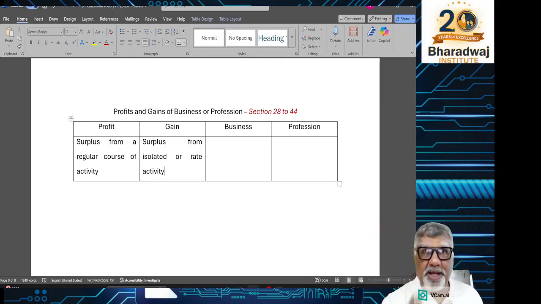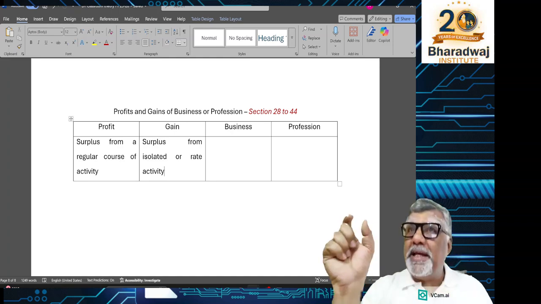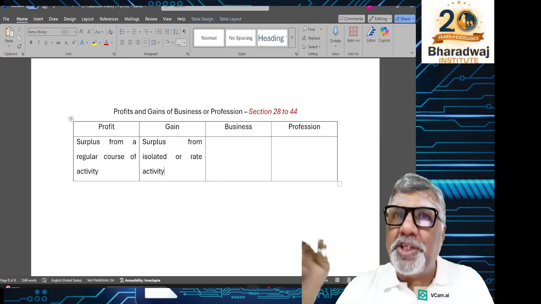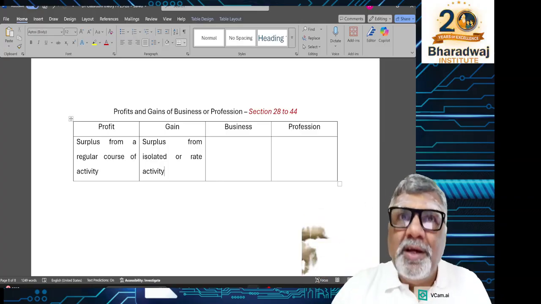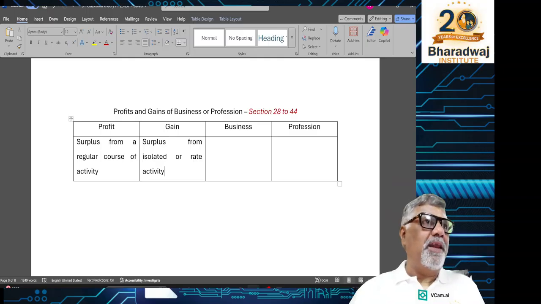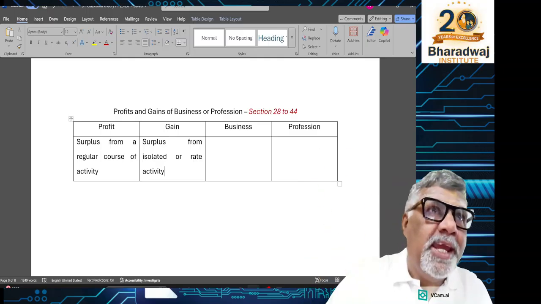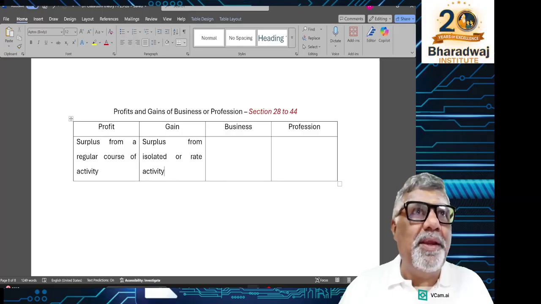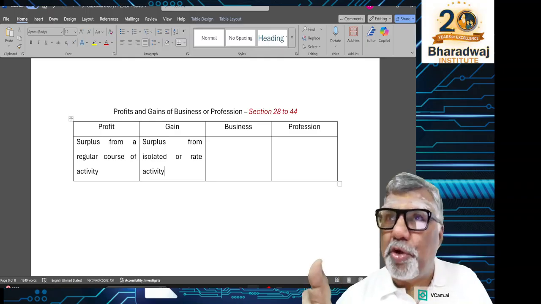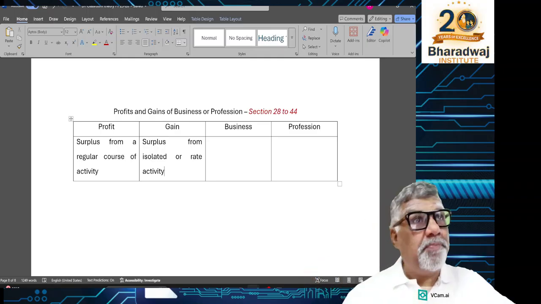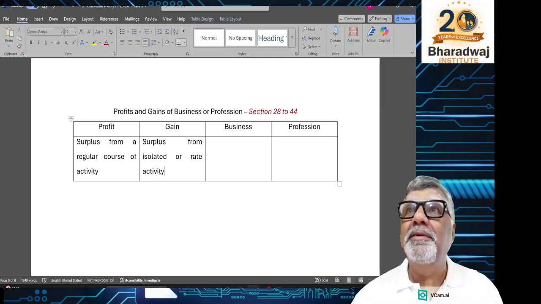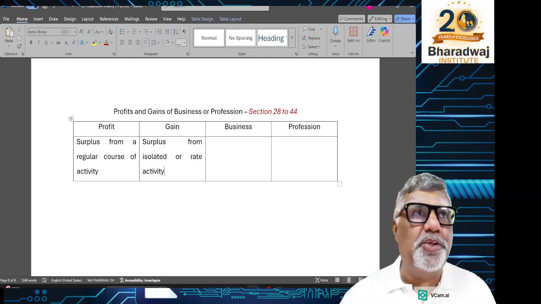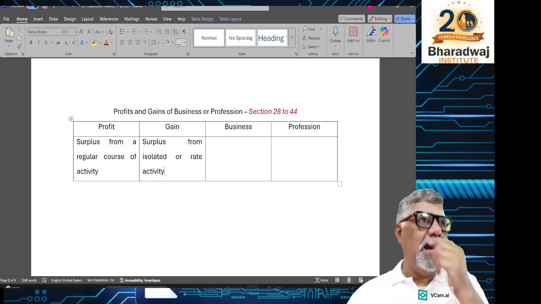Some of the gains, very soon I will tell you one or two of them. Gain means that which is not regular, recurring. It is a very rare activity. Some of the gains will also be taxable under PGBP. So don't confine this chapter to profit alone. The next chapter is confined only to gain, but this chapter is not confined to profit alone, it covers profit and gain.